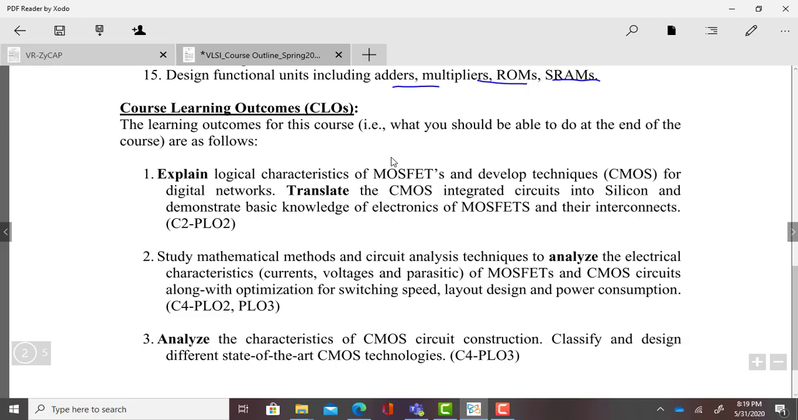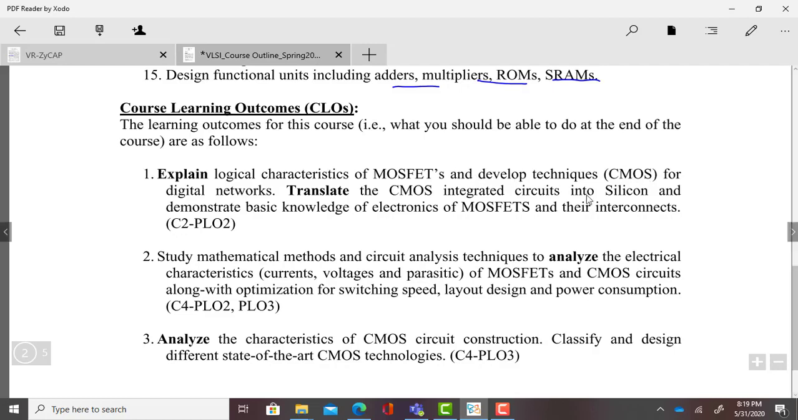So we are only concerned about MOSFETs in this course and not BJTs, because all the digital systems, whether they are your smartphones or your PDAs or laptops, they are based on this MOSFET. They have low power consumption and they have better capabilities than BJTs.